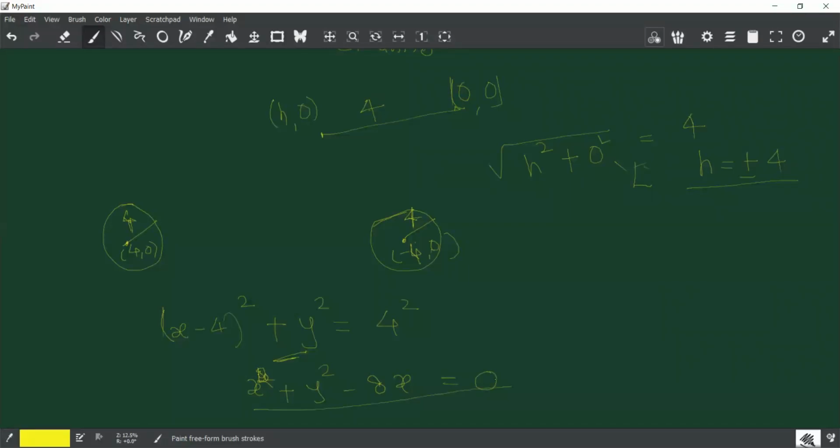x square plus y square minus 8x is equal to 0, and in the second case you will have plus 8x is equal to 0. Correct? Got it? Are you able to hear me? Hello? Okay. You all got both the answers right?